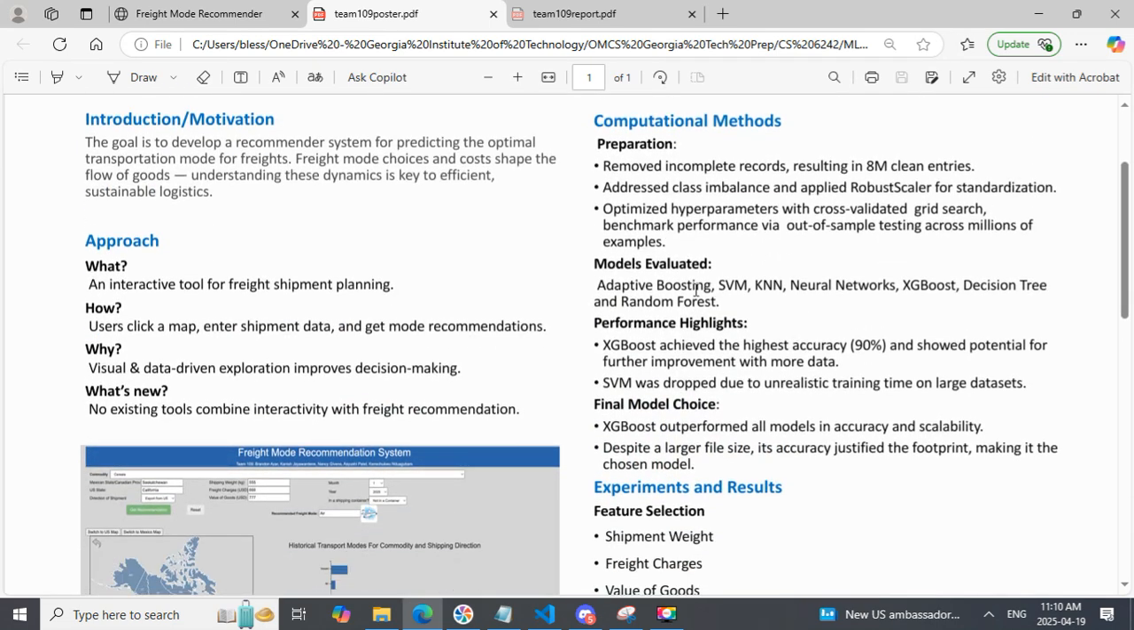We also did a lot of balancing to the data set because it had predominantly trucks as the mode of transportation rather than rail or air or by vessel. This was really very important.